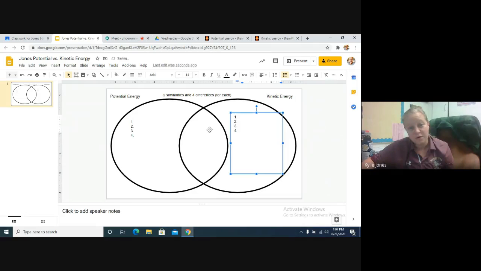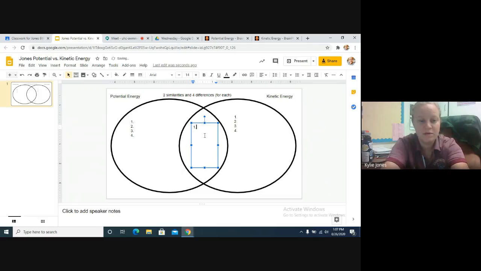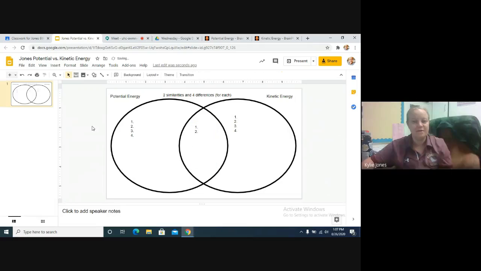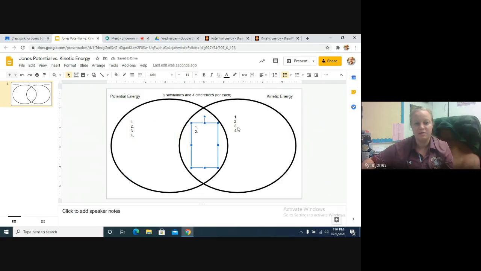And then we're going to create one in the middle where the circles overlap. One last text box in the middle, and then we just need 1 and 2 in that one. Okay, so when you're done, you should have 3 places that you can type into.